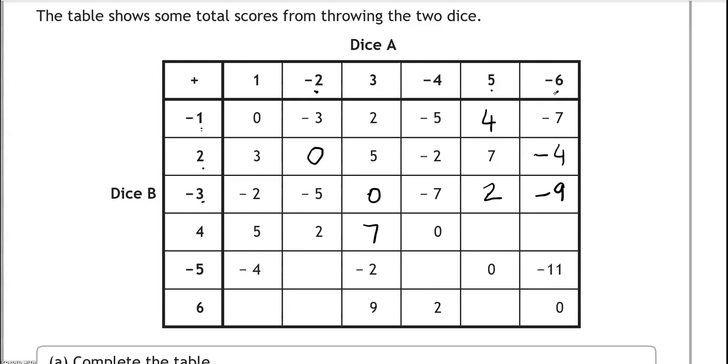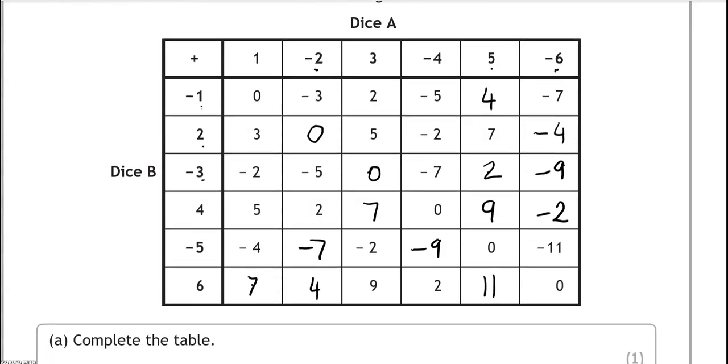4 add 3 gives us 7. 5 add 4 equals 9. -6 add 4, that is -2. -5 add -2 gives us -7. -5 add -4 gives us -9. 6 add 1 gives us 7. -2 add 6 gives us 4. 5 add 6 gives us 11. So we've completed the table.